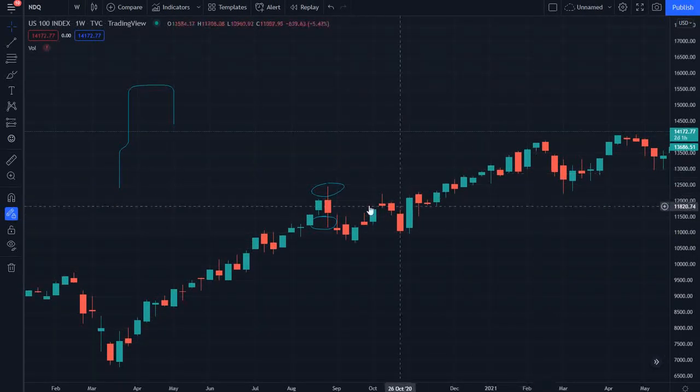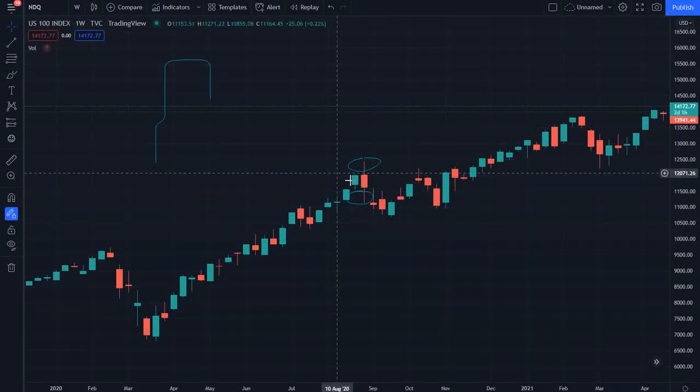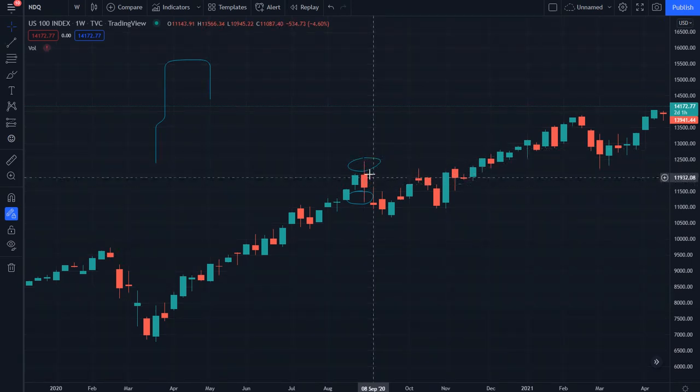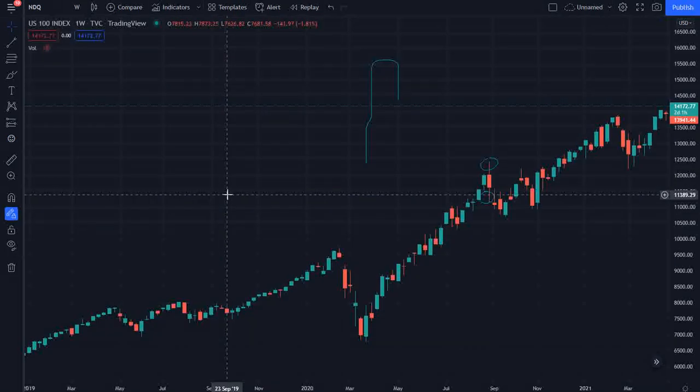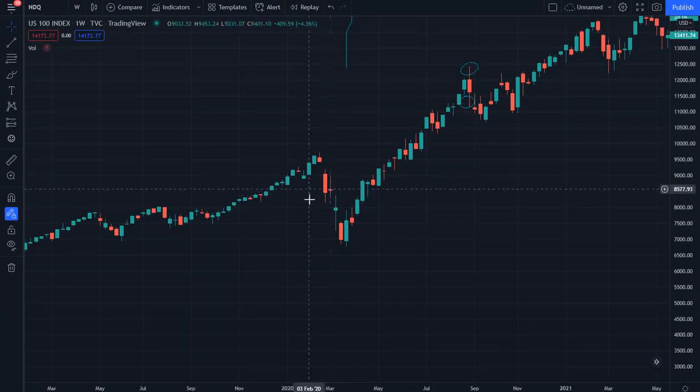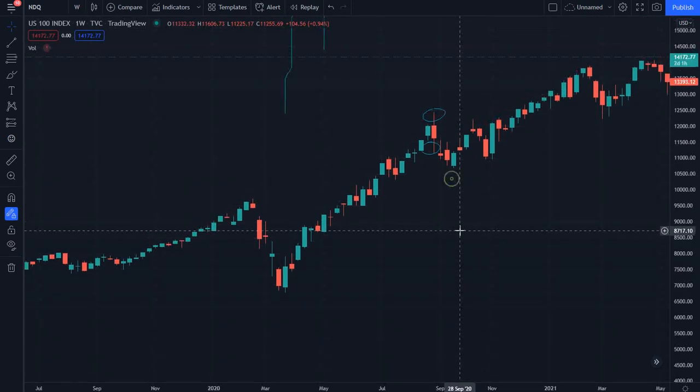In this case, since it got rejected from the top, so we got the wick on the top, it means buyers were coming in all the way, and then sellers kicked in and drove the price all the way down, and then buyers came in again, and then you get this here. So we need to be careful of the wick.